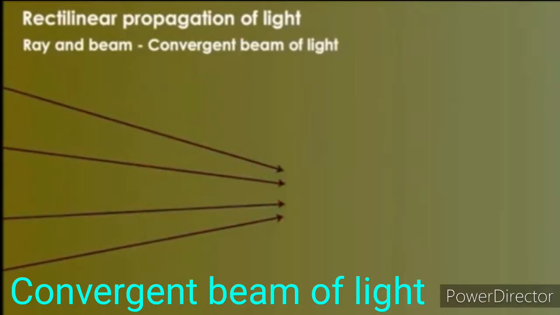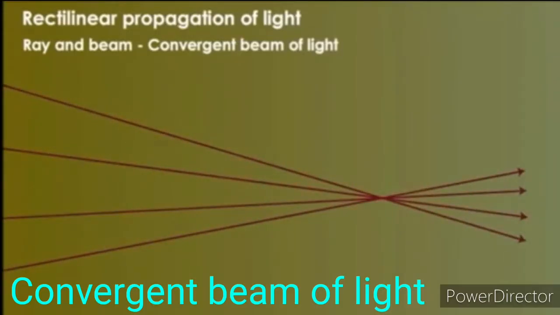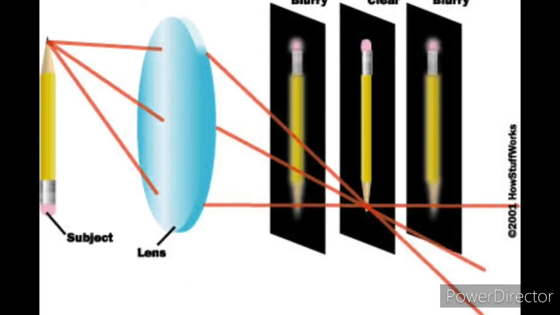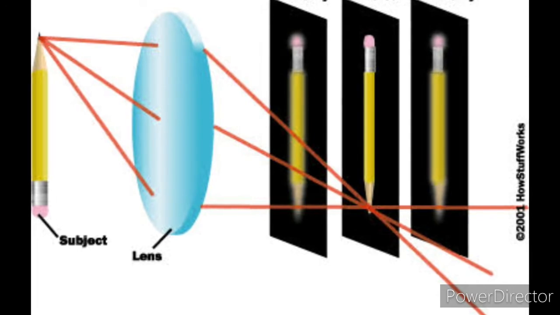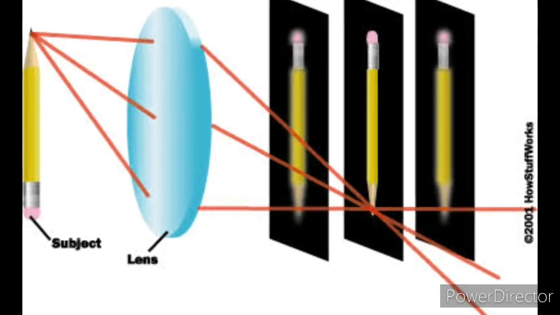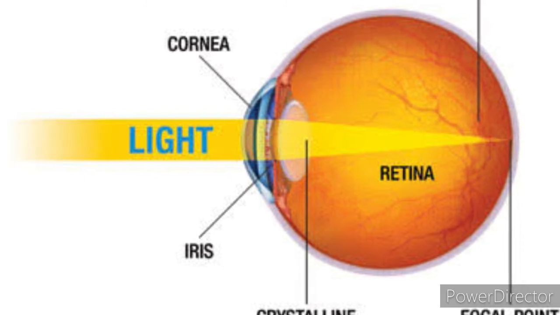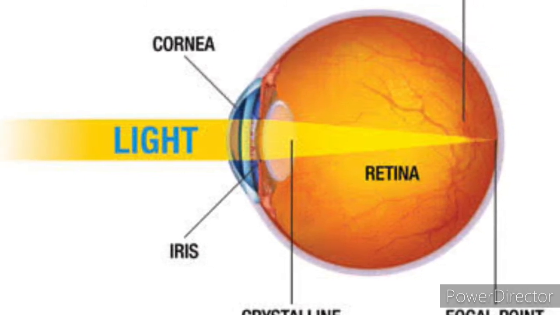Next, convergent beam of light. A group of light rays meeting at a point is called convergent beam of light. The distance between the rays goes on decreasing till all the rays meet at a point. Examples for this convergent beam of light are the rays received by a camera or converging on a lens and the rays entering our eyes converging on the retina.